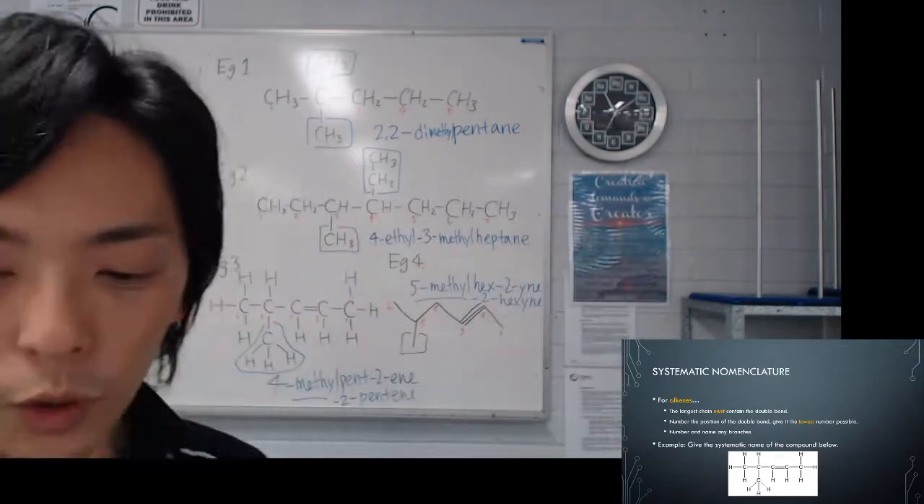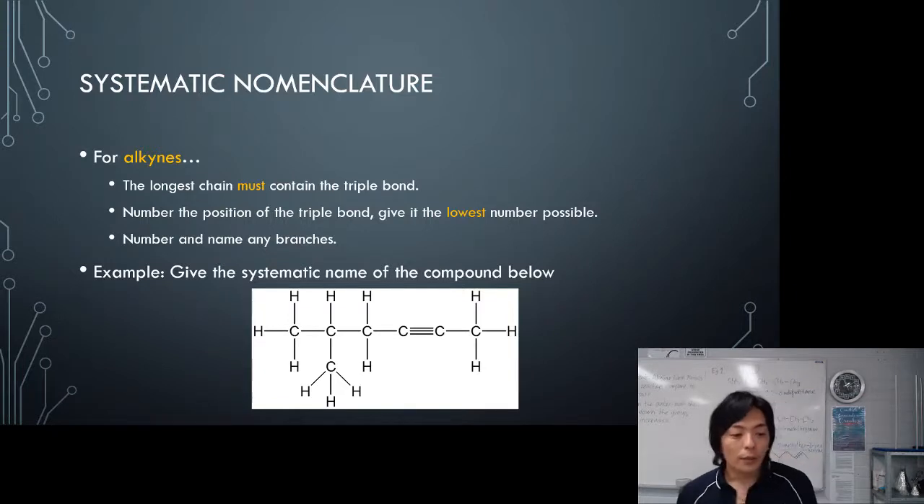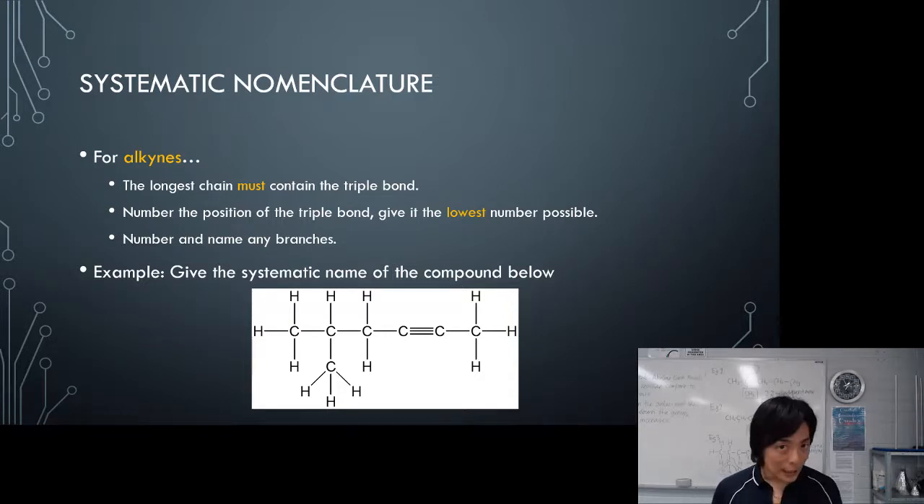All right, back to this, and I've got another example which is for alkynes. It's not part of SACE stage 1 requirement, but I'm just going to introduce that anyway. If you ever see a triple bond, the ending suffix of the name of the compound will be yne, Y-N-E that is. And the longest carbon chain must contain that triple bond as well, just like alkene. Alkyne is going to be the same. You have to give the lowest number possible for the position of the triple bond, same as alkene.